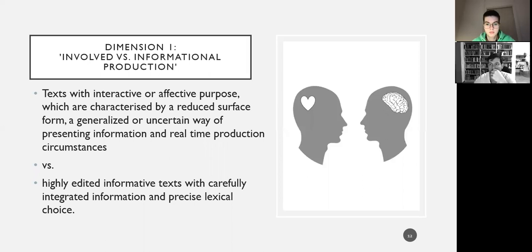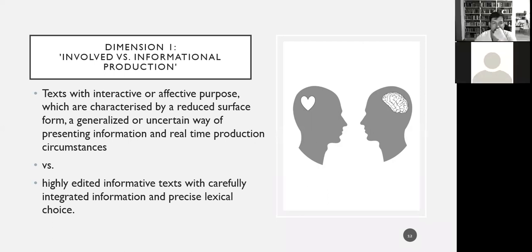So in total, there were 6 dimensions that are proposed by Douglas Biber as a result of his study. So the first dimension was interpreted as involved versus informational production. And the positive pole of this dimension includes texts with interactive or affective purpose, which are characterized by a reduced surface form, a generalized or uncertain way of presenting information, and real-time production circumstances.